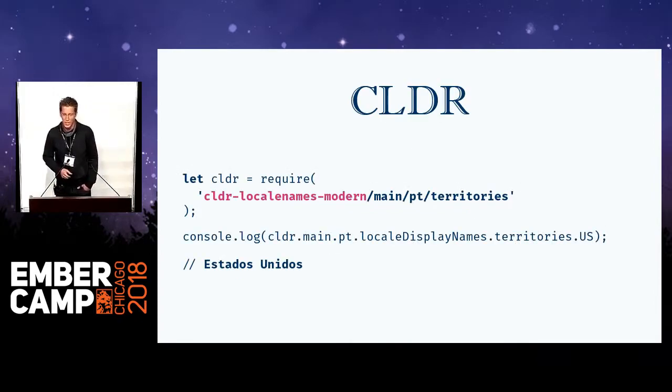One example of that is, let's say we want to know what the name of the United States is in Portuguese. We basically npm install the cldr-localenames-modern package on npm. We require it, as we do in a Node application. But in this case, we want a specific JSON file. So we put the main PT territories path in there too. And then we can look at the object that's included from there and look at the localeDisplayNames territories US key. And that will give us Estados Unidos, for example. And that's just one example.